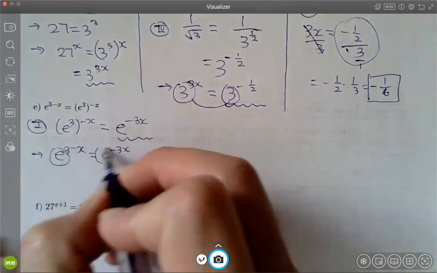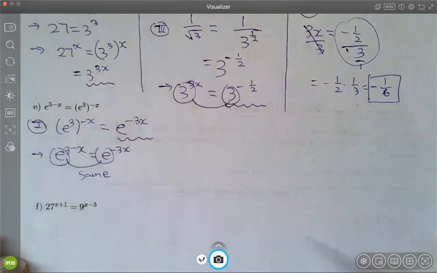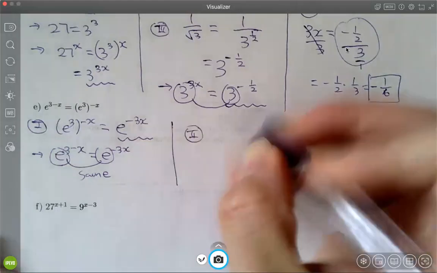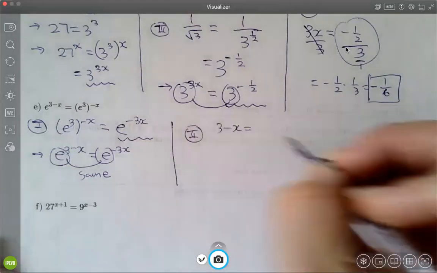Okay, so here we have the same base. And by the way, from yesterday's class, that e represents what? The natural number. Remember that? Okay, and it is a legitimate base, right? Okay, so now what do you have? 3 minus x is equal to negative 3x, right?